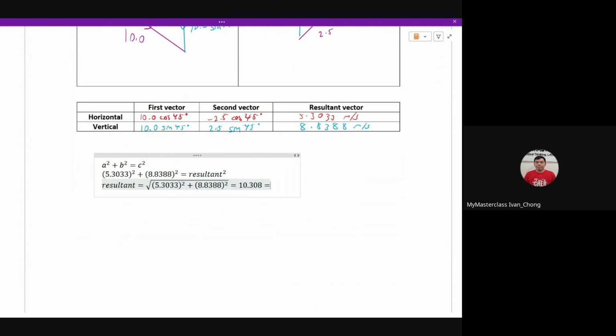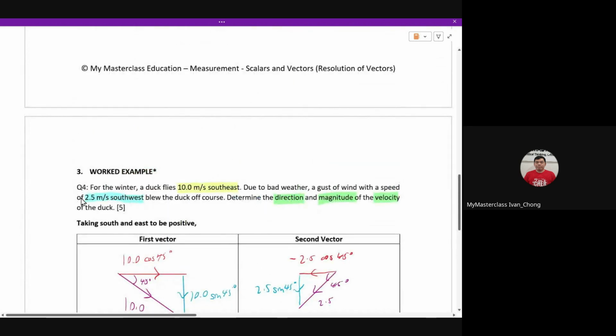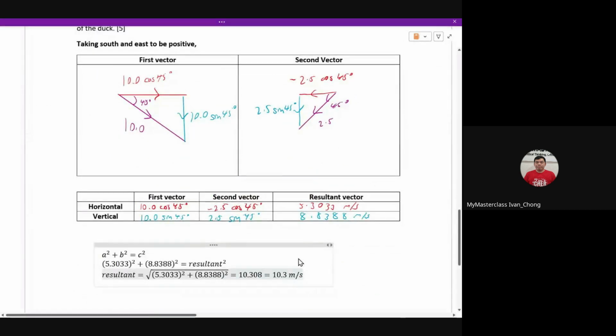They end up with 10.308. And because this is our final answer, we're just going to use 3SF for this. Okay, because on top everything is 3SF. You can see these 2SF. You can also use 2SF. So if you use 2SF, you end up with 10 meters per second, 2SF.